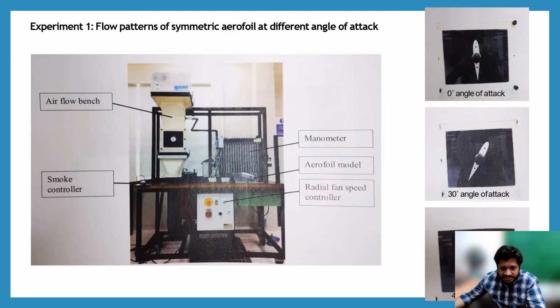So here is a live picture of 0, 30 and 45 degree angle of attack aerofoil, and then we've got a knob which is used to change the angle. So this is our bench for our testing. We've got the airfoil model, it is placed here, and then we've got the manometer readings, this is the bench to observe. We've got a smoke controller as well, a knob, so that we can control the smoke, and then we've got the fan controller available as well.